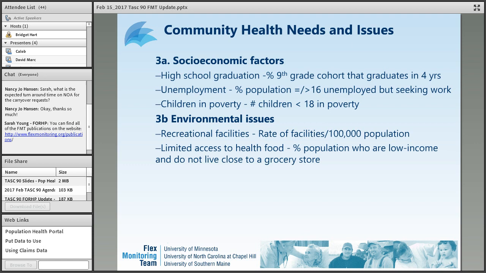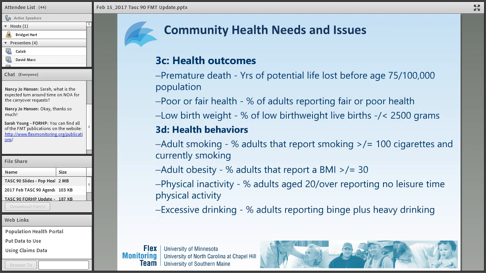Do they have recreational facilities? We know obesity and access to recreational services can be a real challenge in rural communities. Do they have access to these services? What about food access? We know many rural communities are food deserts, and they have poor access to healthy and affordable foods. So what does that look like in terms of the proximity of folks to grocery stores, or whether or not they have access?